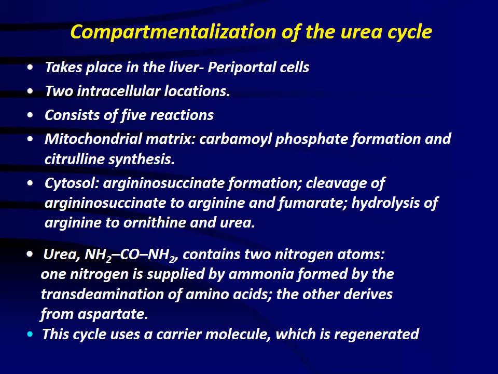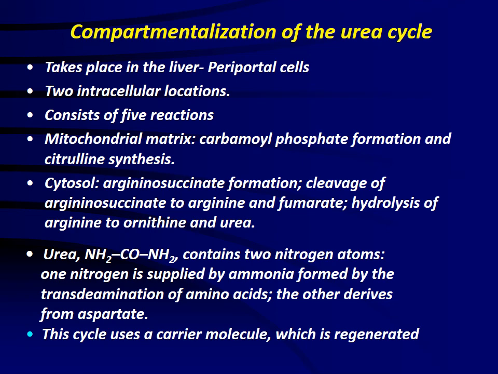Compartmentalization of the urea cycle. Urea cycle takes place in the liver periportal cells. It takes place in 2 intracellular locations and consists of 5 reactions. In the mitochondrial matrix, carbamyl phosphate formation and citrulline synthesis take place. In the cytosol, arginosuccinate formation, cleavage of arginosuccinate to arginine and fumarate, and hydrolysis of arginine to ornithine and urea take place.